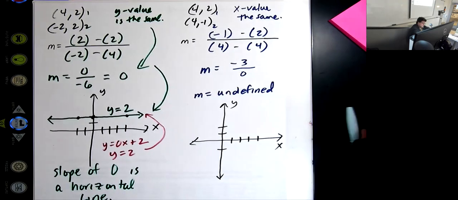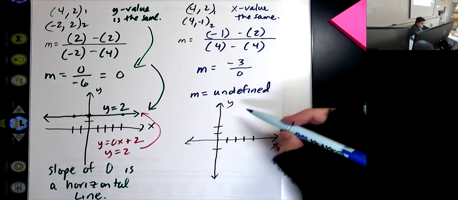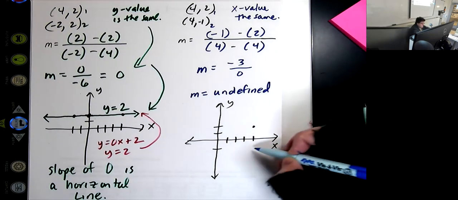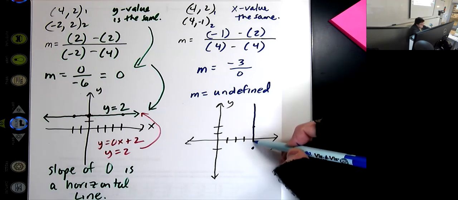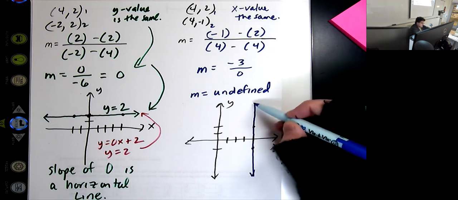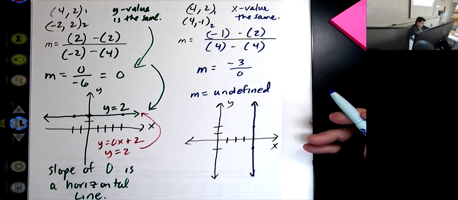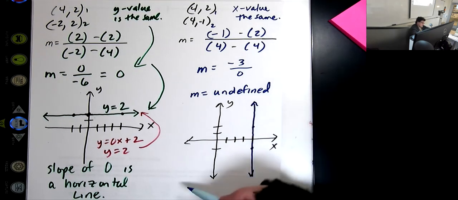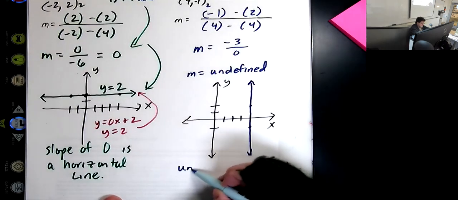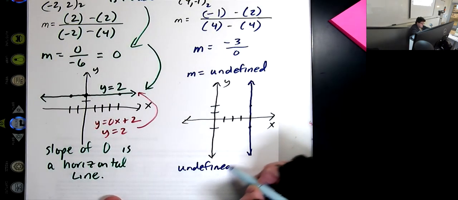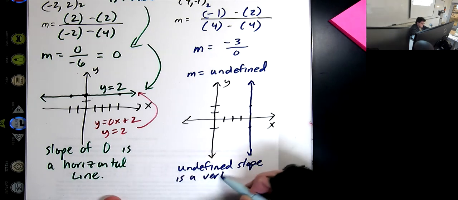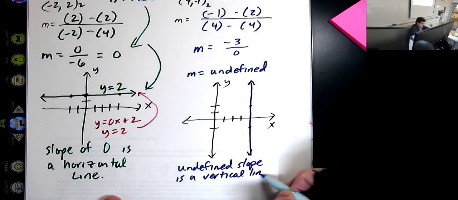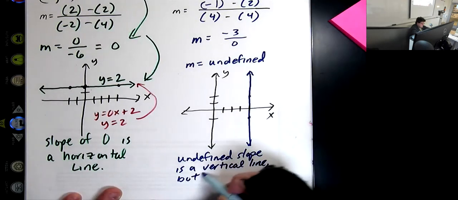And if I plot it, 4, 2 is right here, 4, -1 is right here. And we see we get a vertical line. An undefined slope is a vertical line. And the bottom is 0.